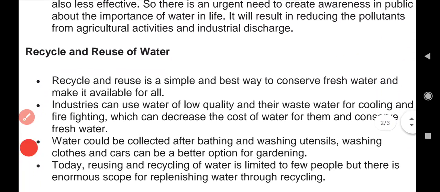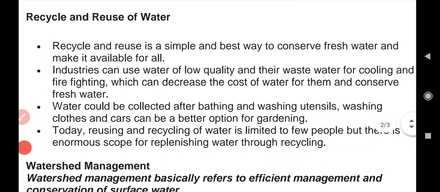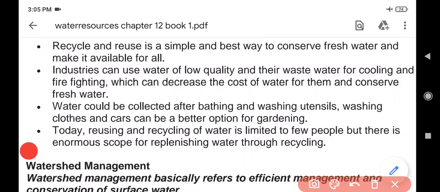Apart from pollution, there is the problem of availability of water also, for which we should do recycle and reuse of water. Recycle and reuse is the simple and best way to conserve fresh water and make it available for all. Industries can use water of low quality and their wastewater for cooling and firefighting, which can decrease not only the cost of water for them but also conserve the fresh water.